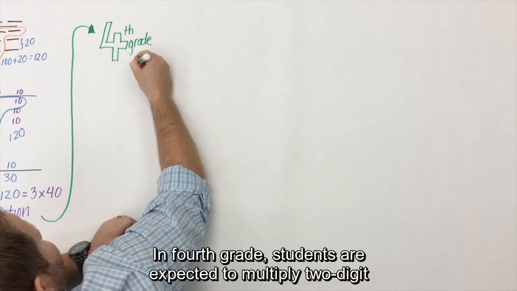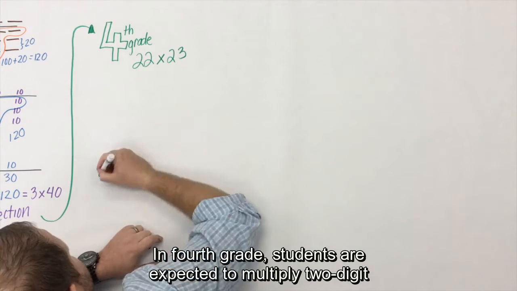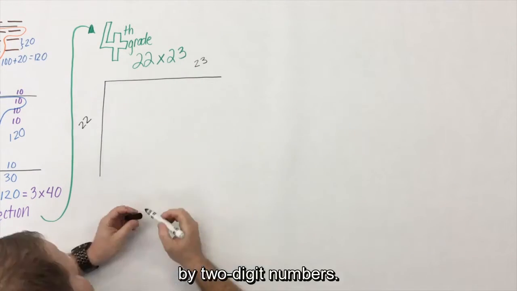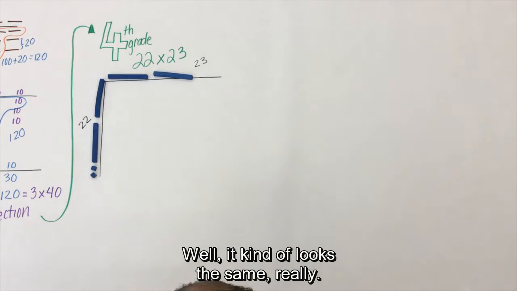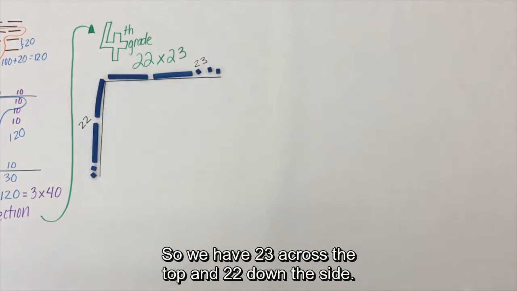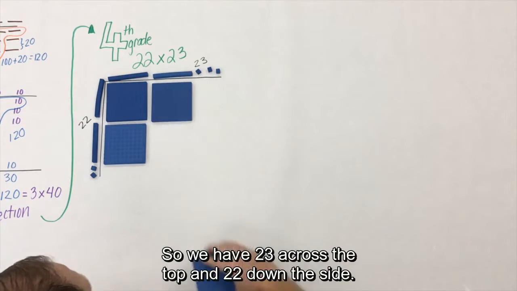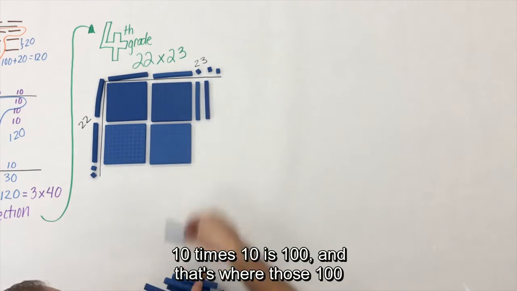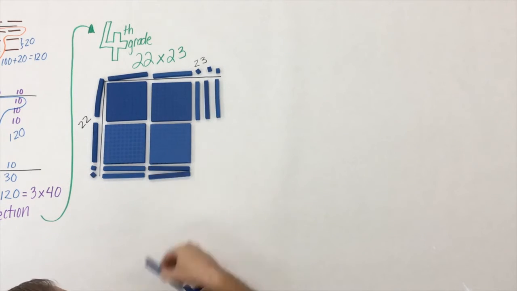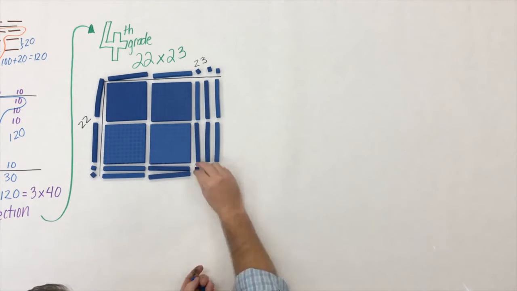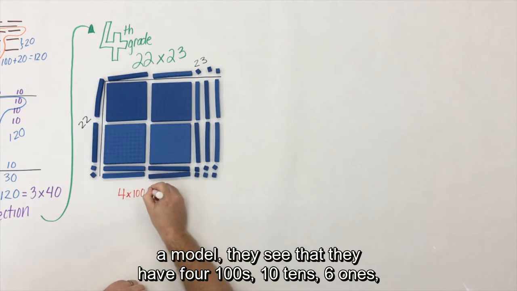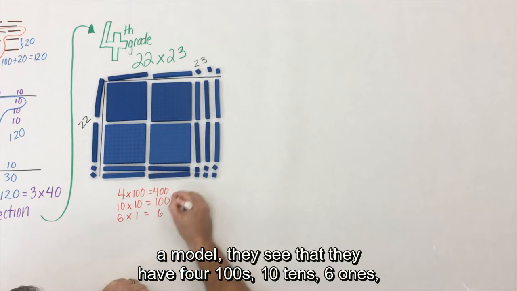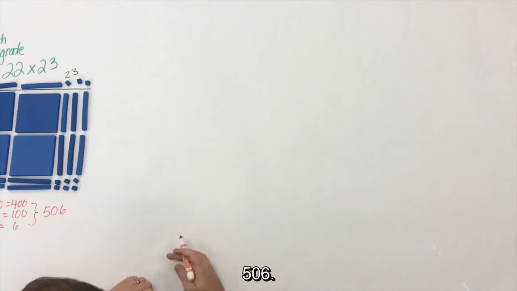In 4th grade, students are expected to multiply 2-digit by 2-digit numbers. So what does this look like with a concrete model? Well, it kind of looks the same, really. So we have 23 across the top and 22 down the side. 10 times 10 is 100, and that's where those 100 plates come into play. Then, once students have gone ahead and actually built a model, they see that they have 4 hundreds, 10 tens, 6 ones, and they add that all together, 506.